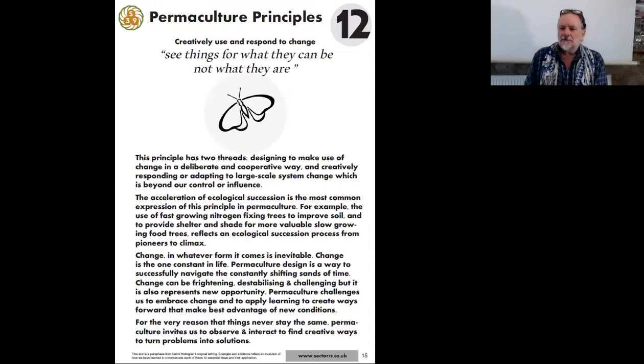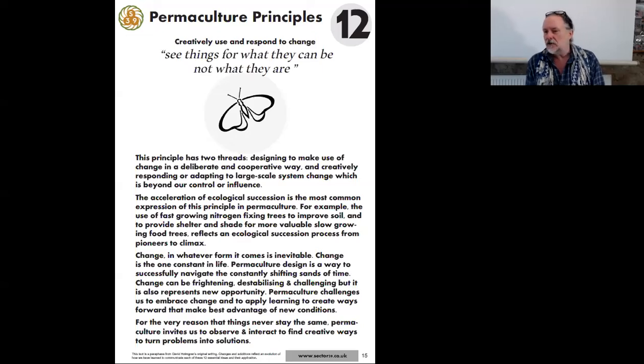So this principle has two threads then, says David: designing to make use of change in a deliberate and cooperative way, and creatively responding or adapting to large-scale system change, which is beyond our control and influence. So there's those changes which we just have to move with. And again, like the seasons and things, you can't fight against these things. And there's other things like within a design framework that we can make conscious choices.